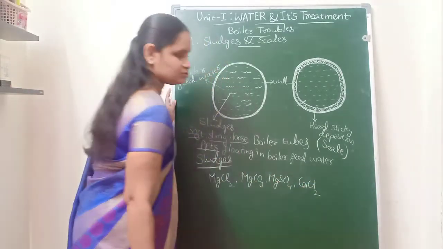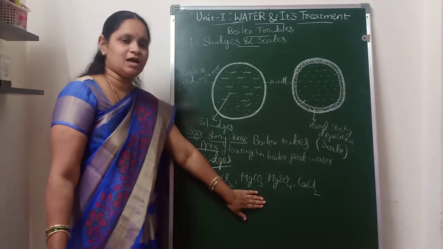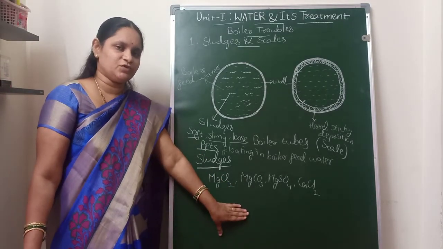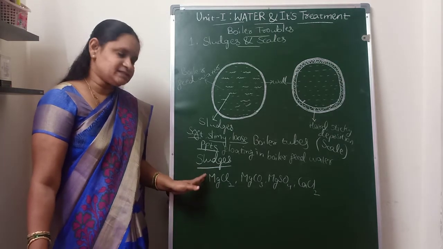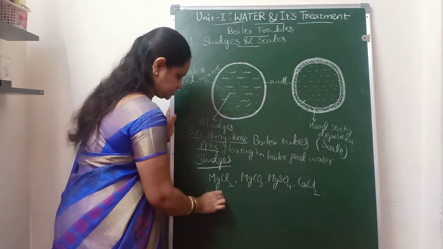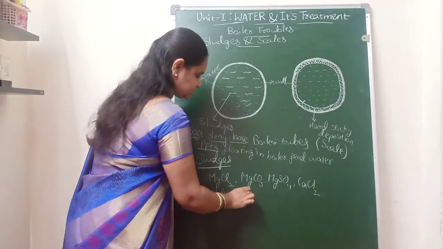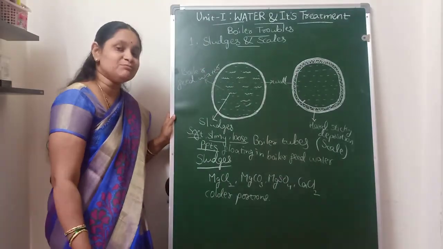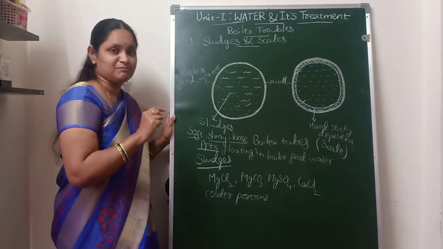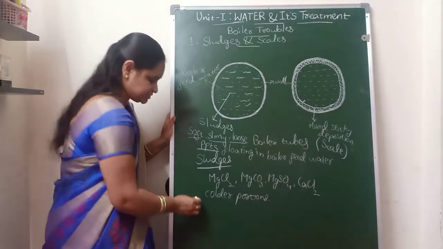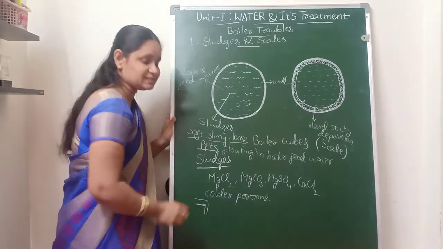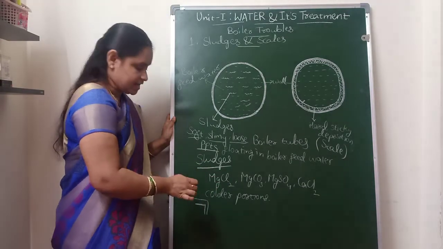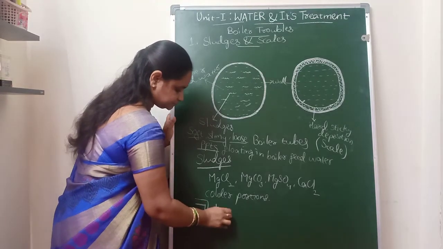These are dissolved salts which have high solubility in hot water whereas low solubility in cold water. So generally, sludges will be formed in the colder portions of the boiler tubes. And they will get deposited where we have bends in the boiler tubes, where the rate of flow of the boiler feed water will be less.